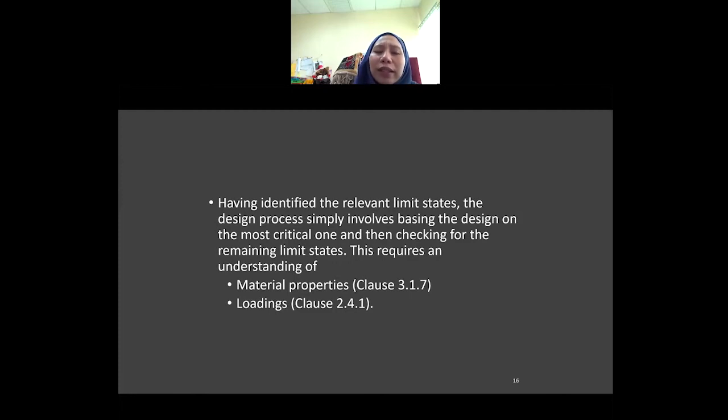This requires an understanding of first is material properties and the second one is loading. So here you nampak dia tulis class. This is not Santa Claus. This is class daripada British Standard. Okay. Which is kitab lah. Okay. To, for engineer. So kalau you tengok dalam BS ni, you boleh tengok sendiri class ni. If you are very, very interested and keen to know more about this stuff, you can check the BS.